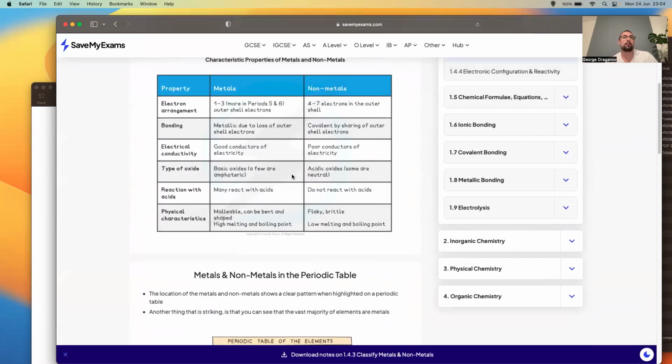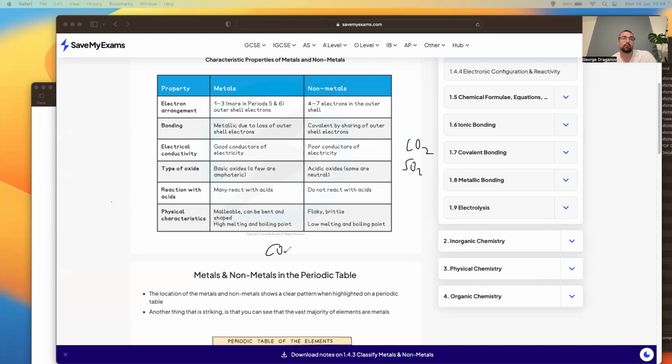Metal oxides tend to be basic. Okay, they behave as bases, whereas non-metal oxides are acidic. Very easy to remember this. A non-metal would be something such as sulfur, so SO2, sulfur dioxide, or perhaps CO2, carbon dioxide. Now, the reason these are acidic is that when they react with water, they form acids.